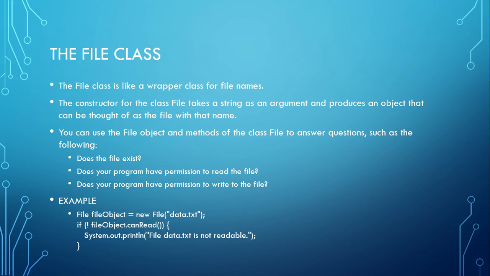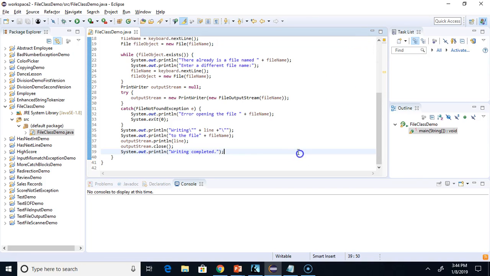A quick example is File object equals new File data.txt. If the file object can't read, you notice it has the not indicator here, so that means that it cannot read. You're just going to come back and say that the data is not readable. So I'm just going to run this example program here, which simply does the writing to the file.